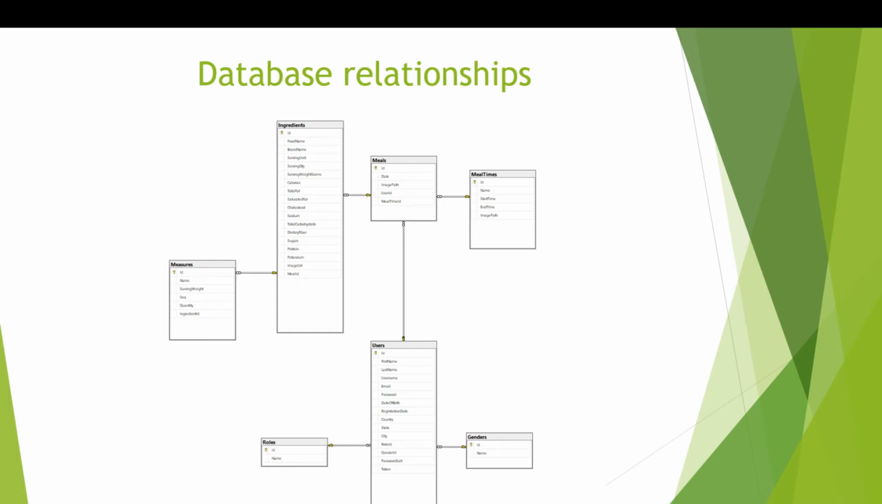Here you can see the database relationship schema, where we can follow the table relationships. So for example, here we can see how our user is related to meals, how meals are related to ingredients, and so on.